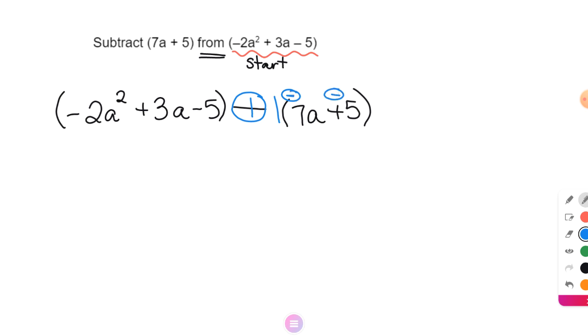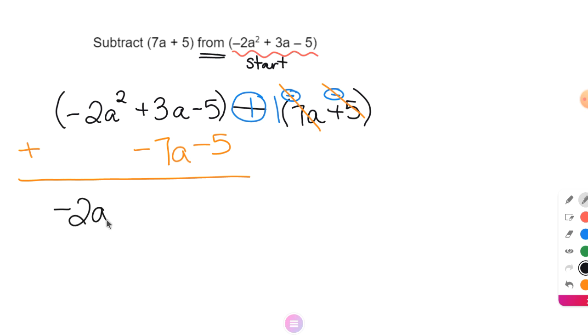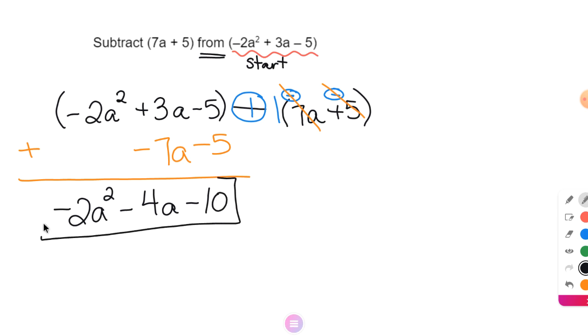All right, let's see. So I'm going to put my negative 7a under my 3a, and I'm going to put my negative 5 under my negative 5, and do what it says. Negative 2a squared minus 4a minus 10. There we go.